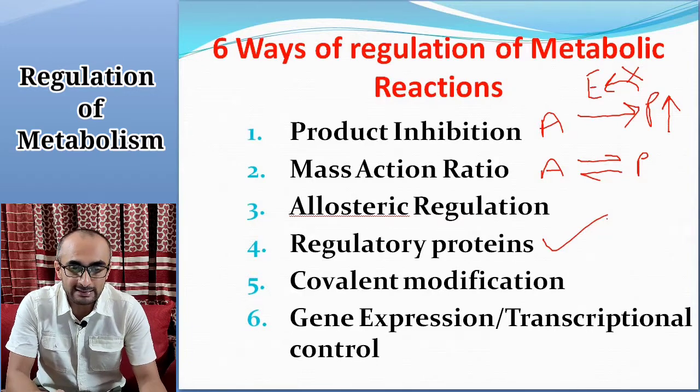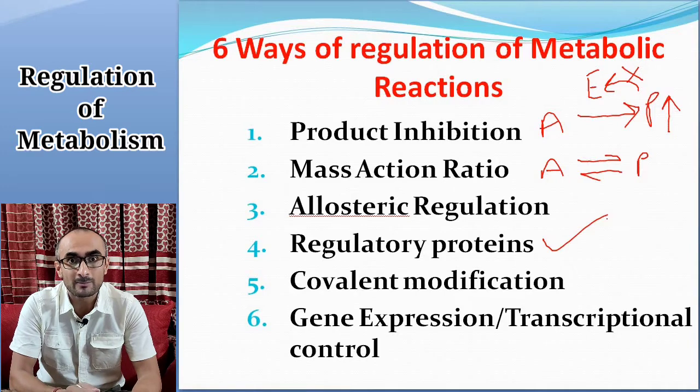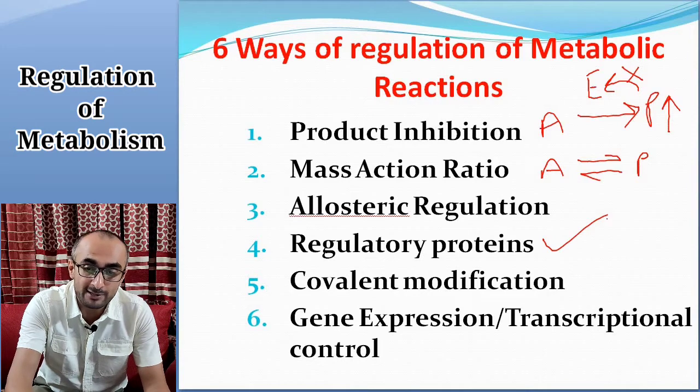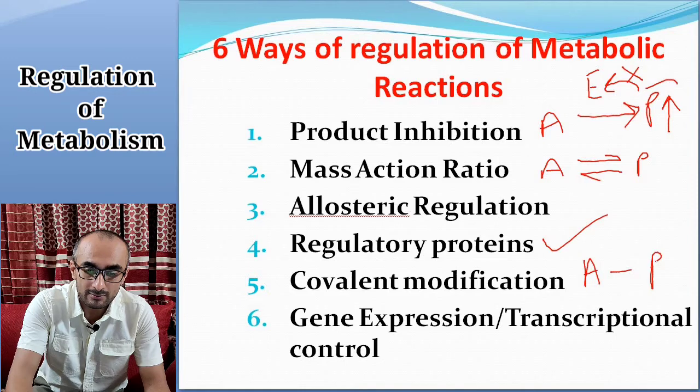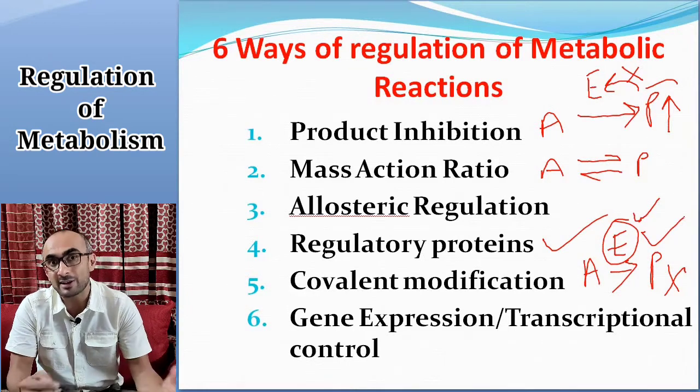Then the 6th method is gene expression or transcription level control. For example, if a gene is not required or a product is not required by the cell, a substrate is being converted into product by enzyme E, and if P is not required, it means the cell can stop the production of this enzyme also. So enzyme production also can be regulated.